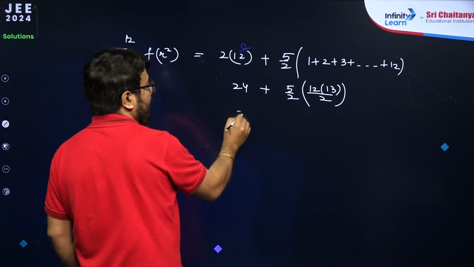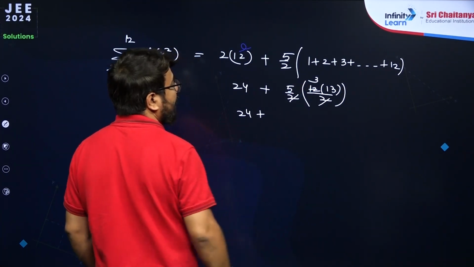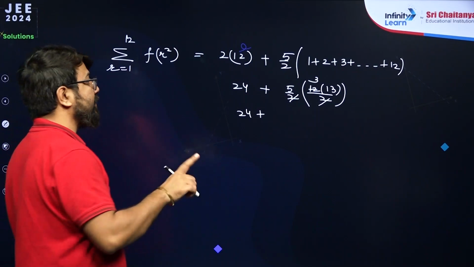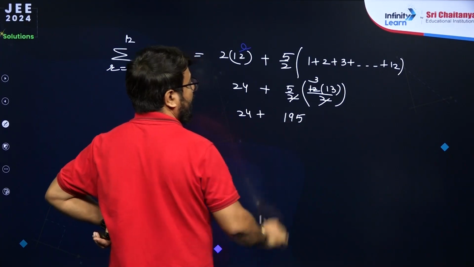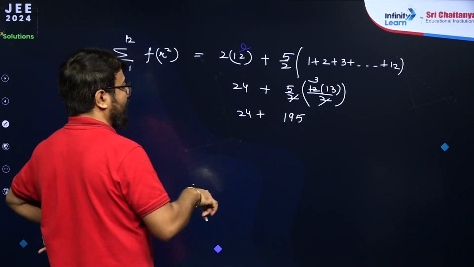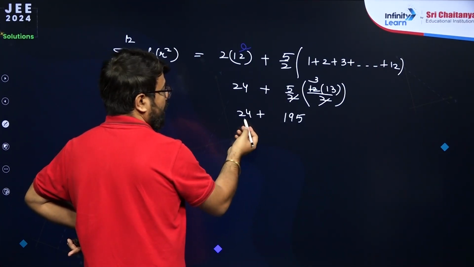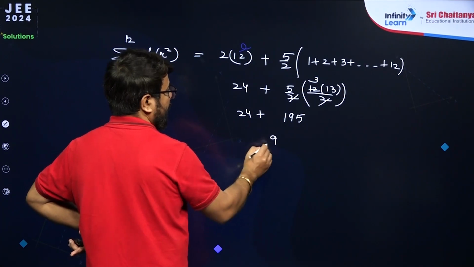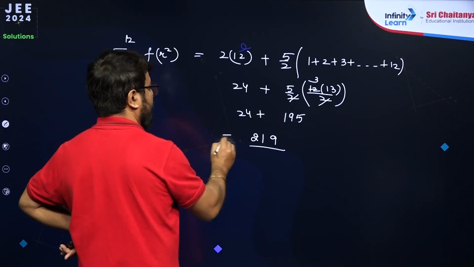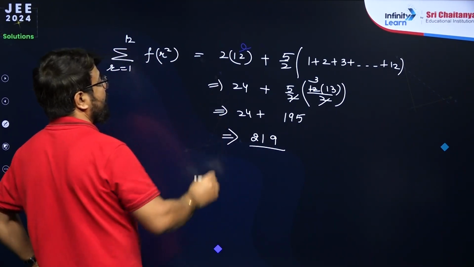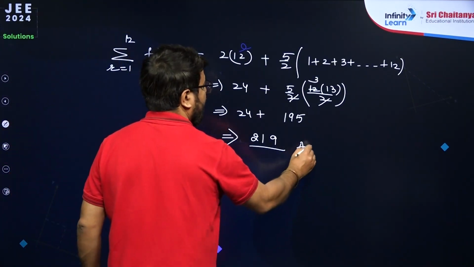It is 24 actually. On the simplification, I got 4 3s are 12, 13 into 5 is 65, 65 into 3, so that becomes 195. Alright, 195 and 24 when they are added, so we will be able to get the result as 219. Are you all able to understand? So what they have asked is the summation of this, and the answer is 219. 219 is the final answer.